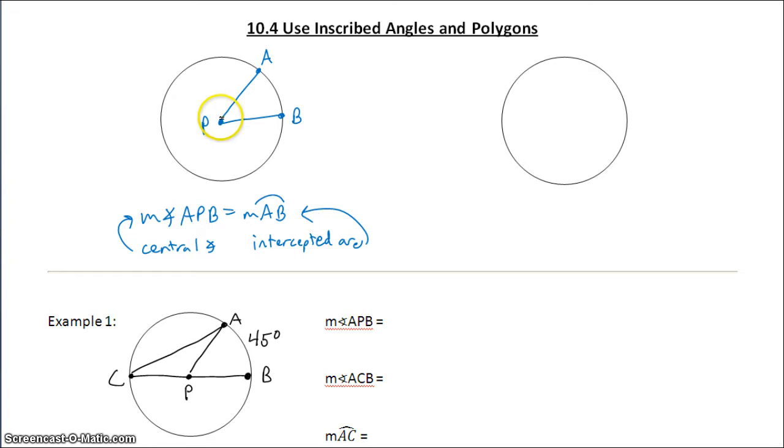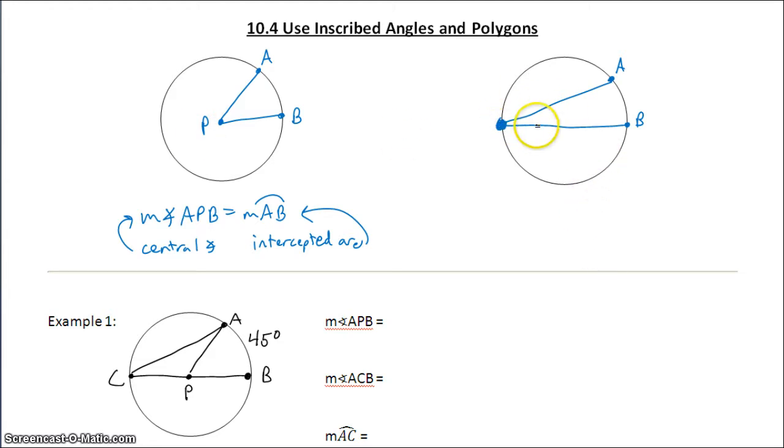Now if we take that vertex and we stretch out that vertex and place that vertex on the circle, we end up with an inscribed angle. So if we have the same intercepted arc, AB, but instead of the vertex of the angle being the center of the circle, we stretch it out to be on the circle, we end up with an inscribed angle. It's an angle inside the circle, where the vertex of that angle is actually on the circle.